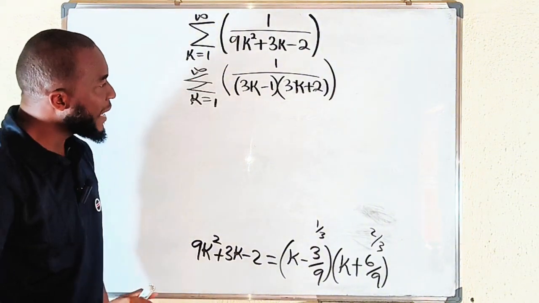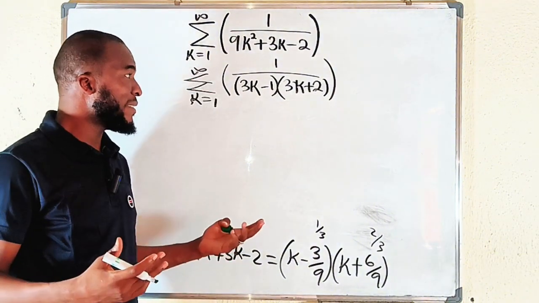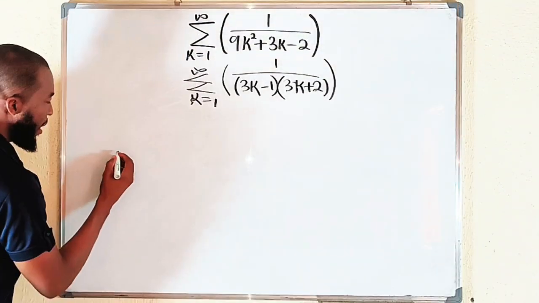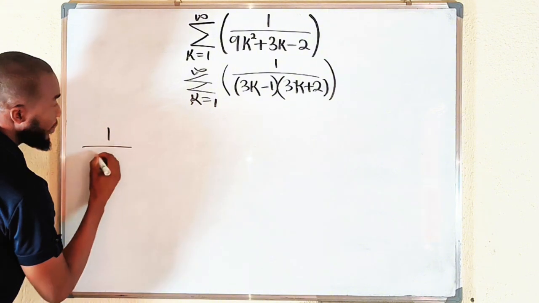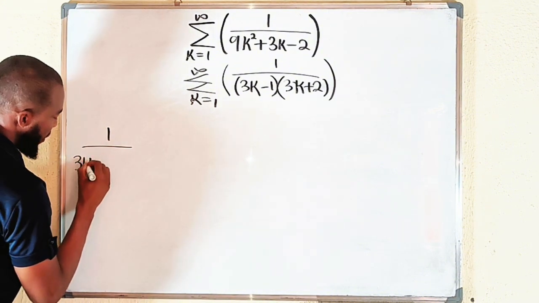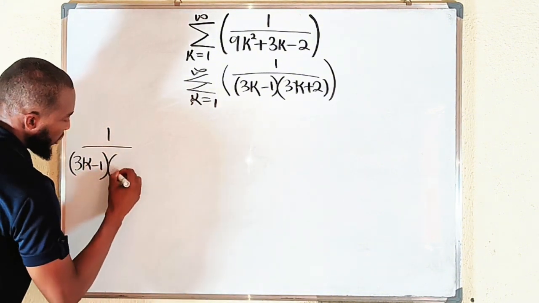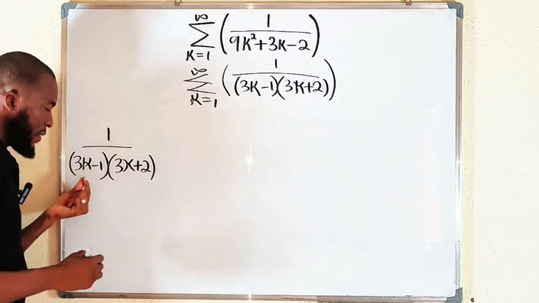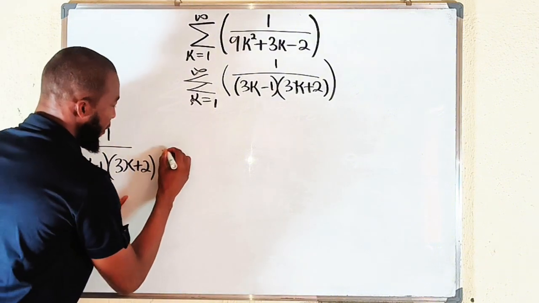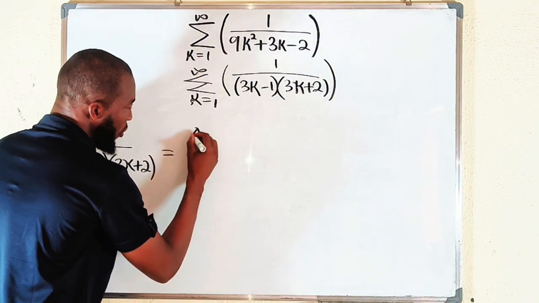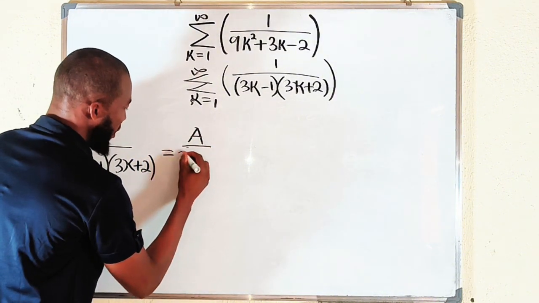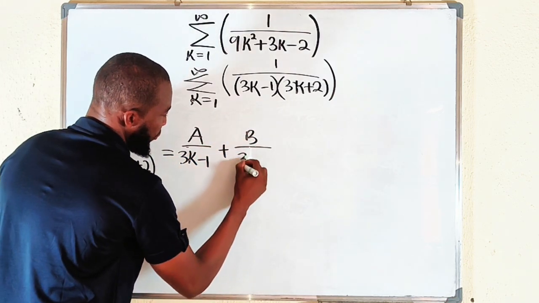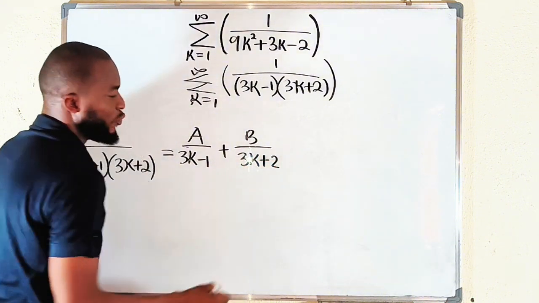Yes. And again, this is not that easy. Let us resolve this into partial fractions. Let's do that. If I have 1 divided by 3k minus 1 multiplied by 3k plus 2, you can see that these factors are all linear. Therefore, their respective numerators will all be constants: A divided by 3k minus 1, then B divided by 3k plus 2.